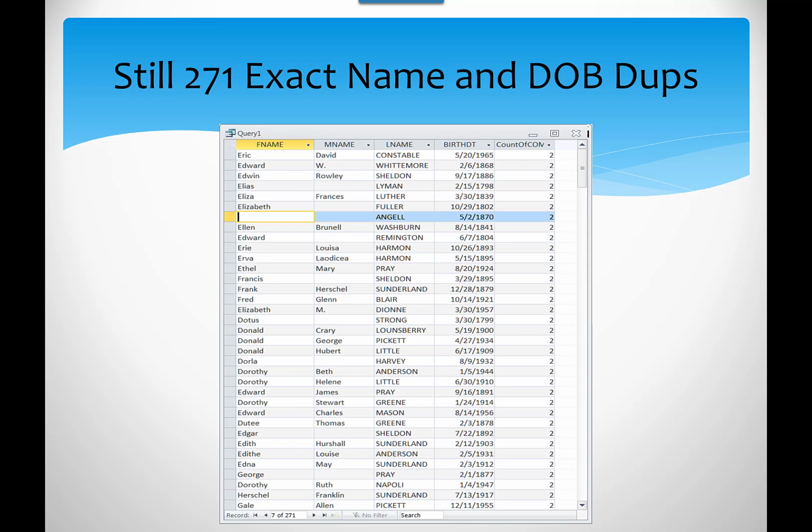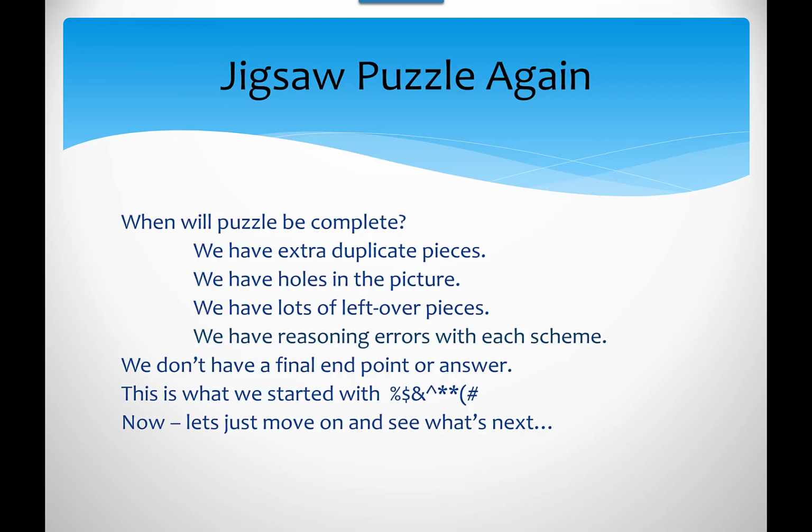Now, after I did a lot of manual cleaning, I still had 271 exact names and date of birth duplicates. I need to merge these into a single person and connect any downstream branches after the merge. I'm not really sure how to do that in Access. I'd have to create more VBA code, or maybe I could convert it to a real genealogy program, and it would make that a whole lot easier for me. This is kind of when I stopped cleaning data, not knowing how to deal with this.